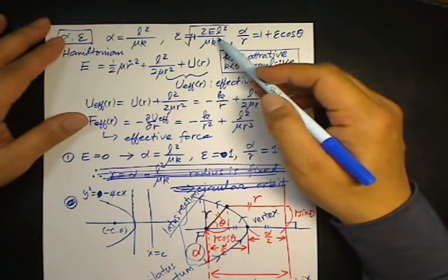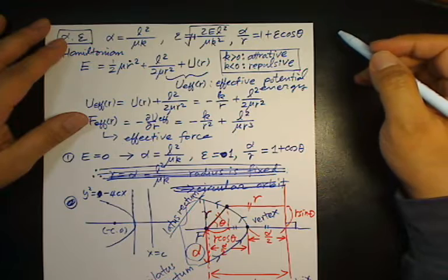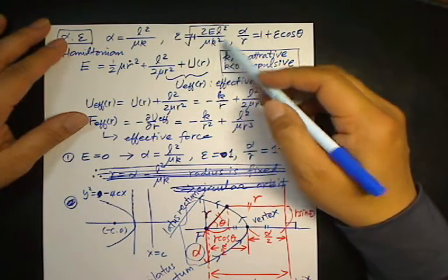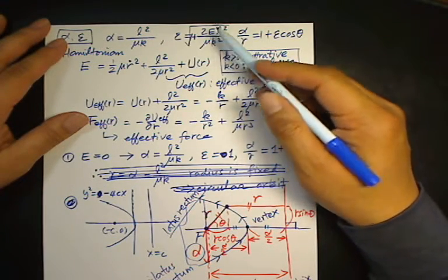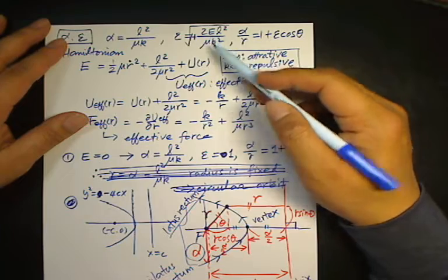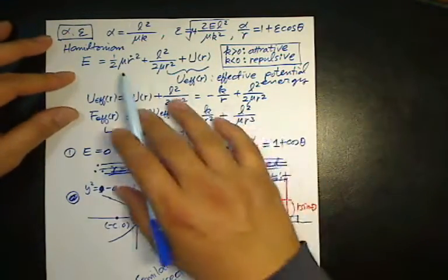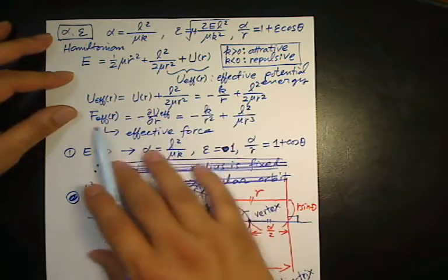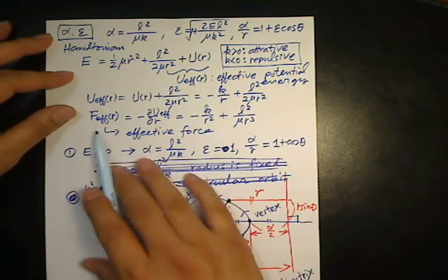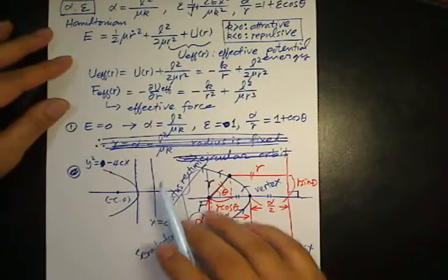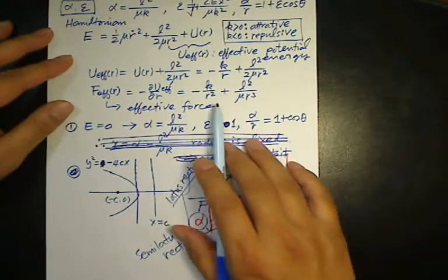So that it is closely related to escape velocity of the orbit. Okay. Write down the Hamiltonian, the effective potential energy, and the effective force can be computed.